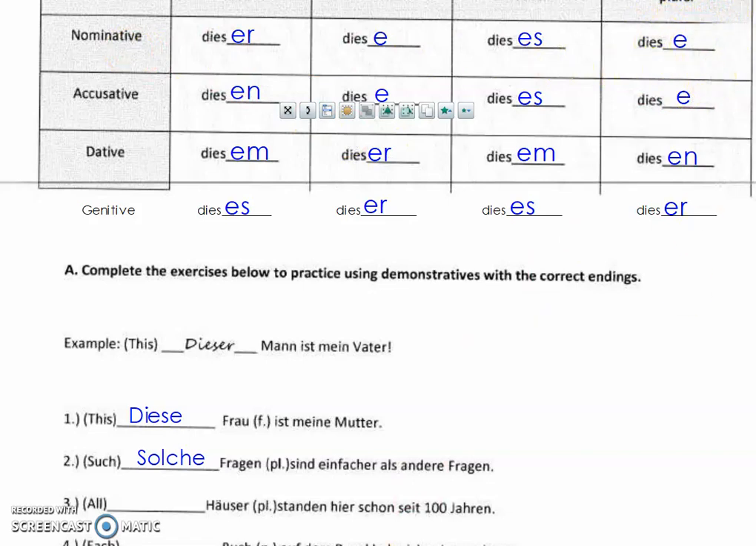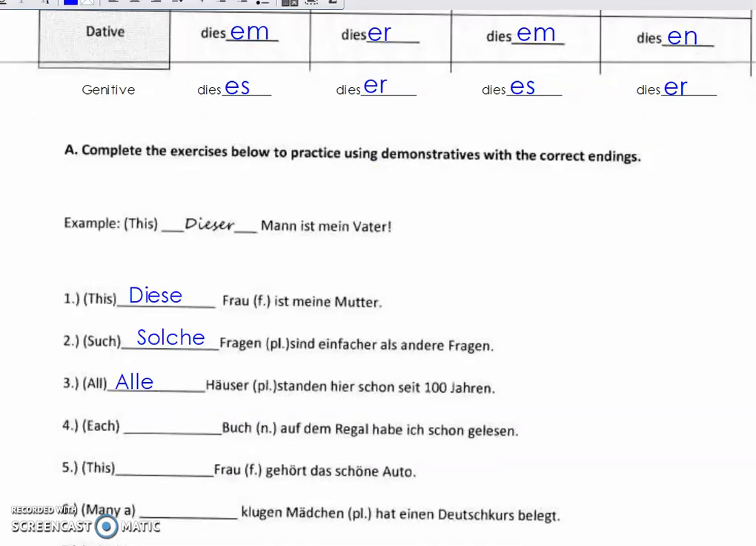All houses have stood here for 100 years. Alle Häuser standen hier schon seit 100 Jahren. All right, Number 4. We want to say each book on the shelf I've read already. So it's our direct object. Book is, what would it be in German? Jedes Buch auf dem Regal habe ich schon gelesen.